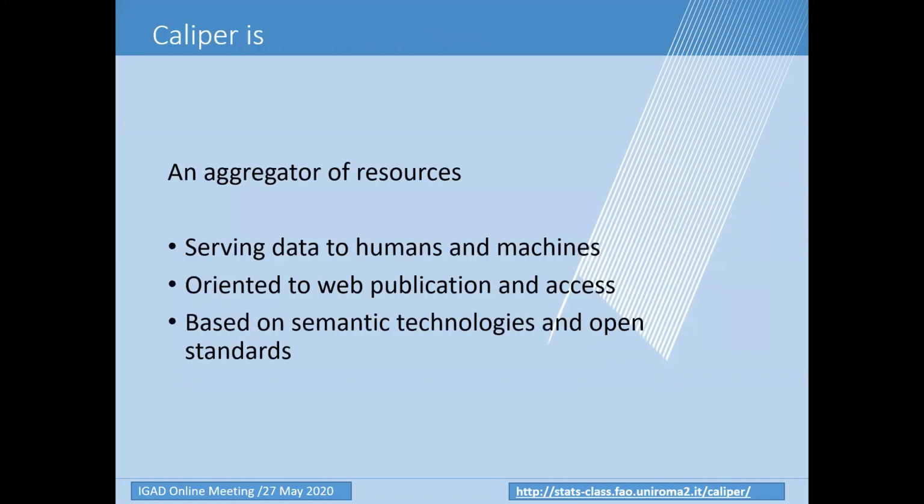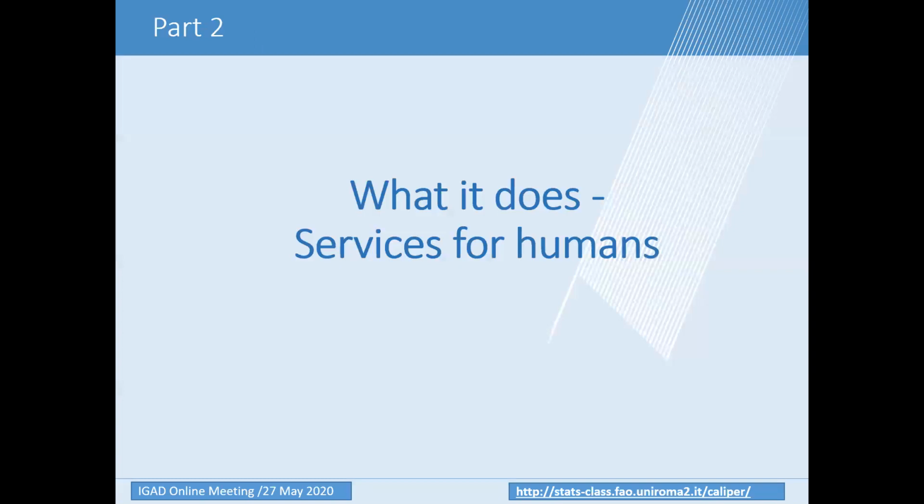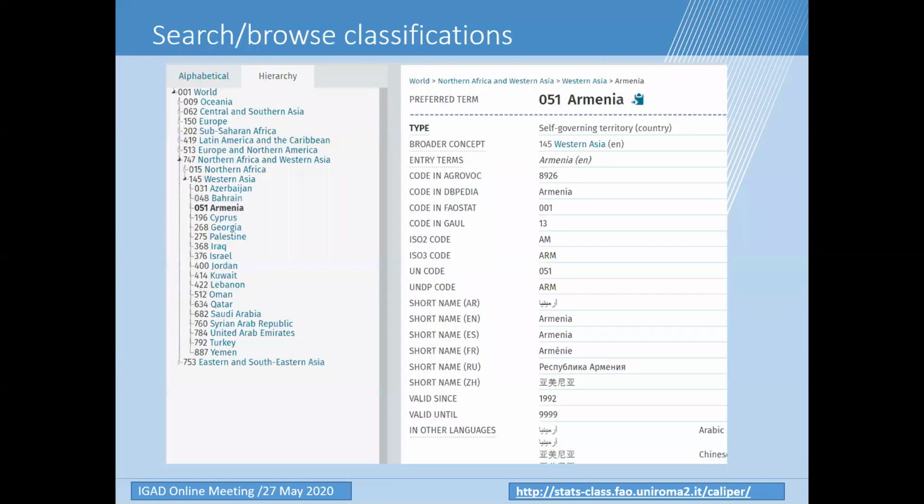So Caliper is an aggregator of resources that is very much oriented to web publication and access, has human users and machine users in mind, and it's all based on semantic technologies and open standards. So what it does, if you go to the Caliper website, you can browse and search, and you'll see something like this, a browsing interface where you can find all information about a specific object. Here, this is a country.